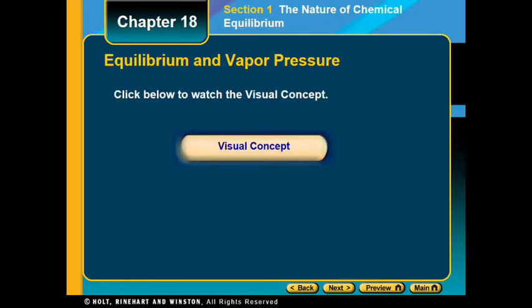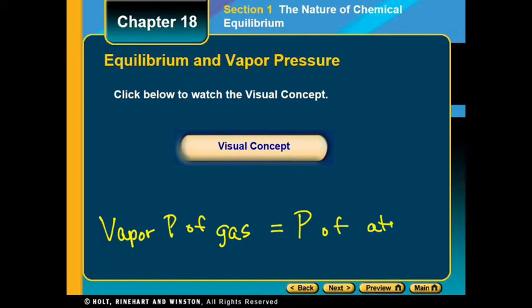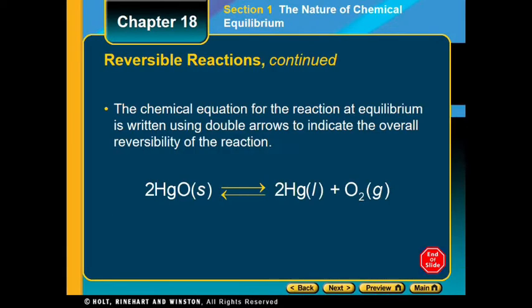In this particular video, it would have shown you that the vapor pressure of a gas is equal to the pressure of the atmosphere. We did learn that earlier in a different chapter, but again, that is going to be a reminder here. This is showing you the chemical equation for the breakdown of mercury(II) oxide into its elements, mercury and oxygen gas, and that it is an overall reversible reaction. And notice the arrows moving in both directions to show you a reversible reaction.